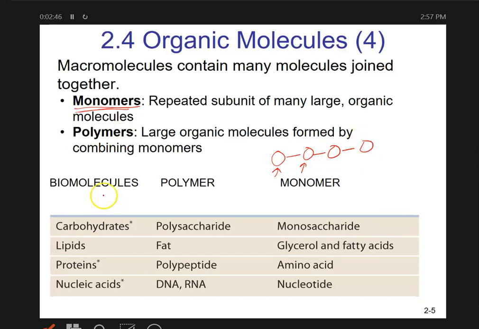All right. So here are the important biomolecules, and this is an important slide. What are the polymers? What are the monomers? For carbohydrates, the polymer is called a polysaccharide and the monomer is called a monosaccharide. For lipids, the polymer is fat and the monomer is glycerol and fatty acid. For protein, the polymer is a polypeptide and the monomer is an amino acid. And for nucleic acids, the polymer is DNA or RNA and the monomer is a nucleotide.